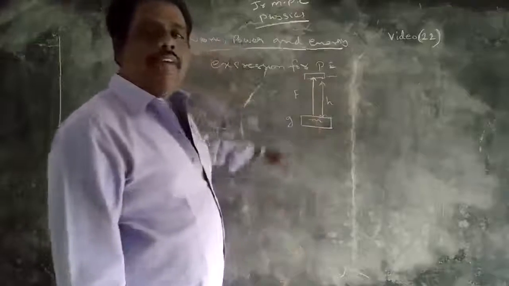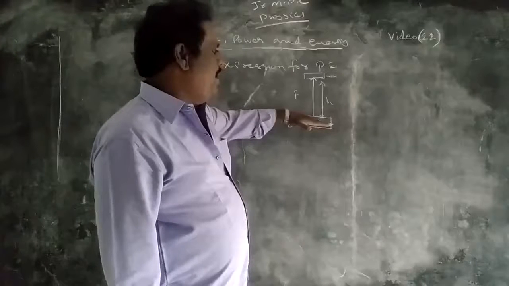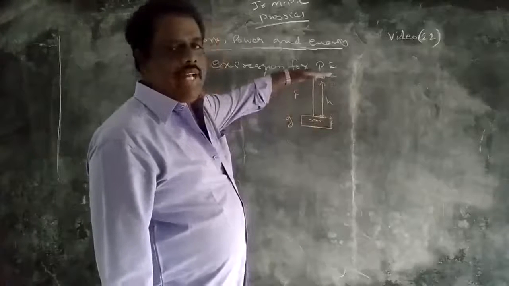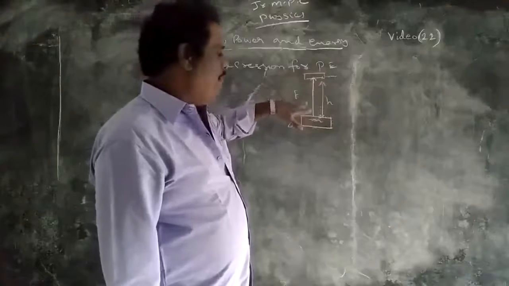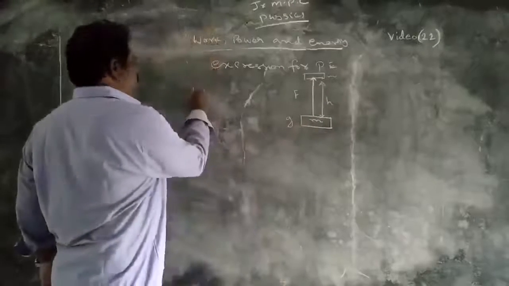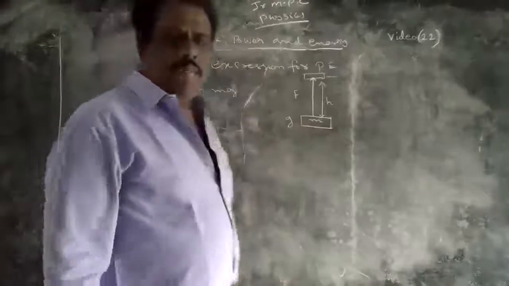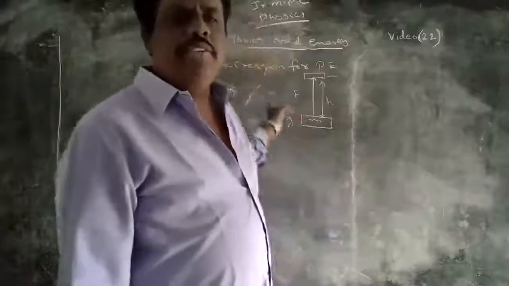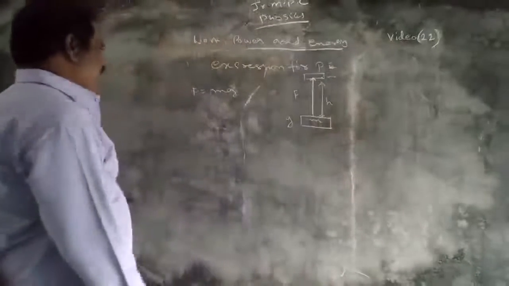The body of mass m must be lifted to a height h against the gravitational force by applying some force. Then the force, according to Newton's second law, F is equal to mg. Actually ma, where a should be replaced with g because it is vertical motion, acceleration due to gravity.